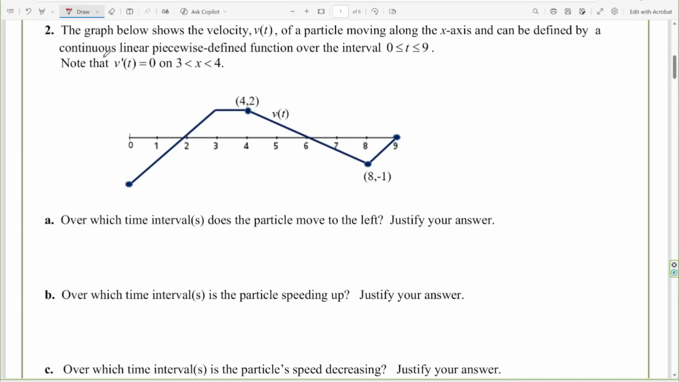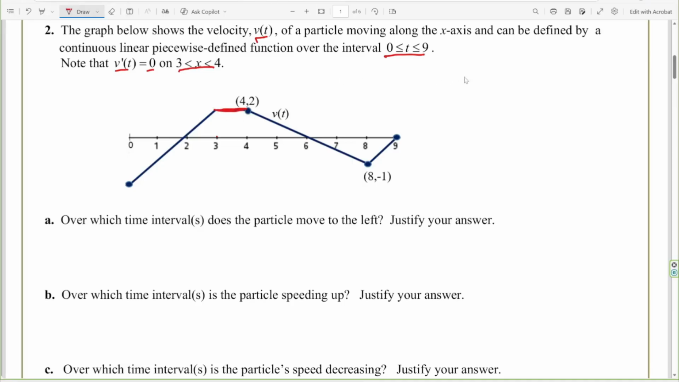Now let's move on to question 2. The graph below shows the velocity v of t of a particle moving along the x-axis, defined by a continuous linear piecewise defined function over the interval 0 to 9. Note that v prime of t equals 0 on the interval 3, 4. So 3 right here and 4 right here. You see the horizontal line, which means the slope equals 0.